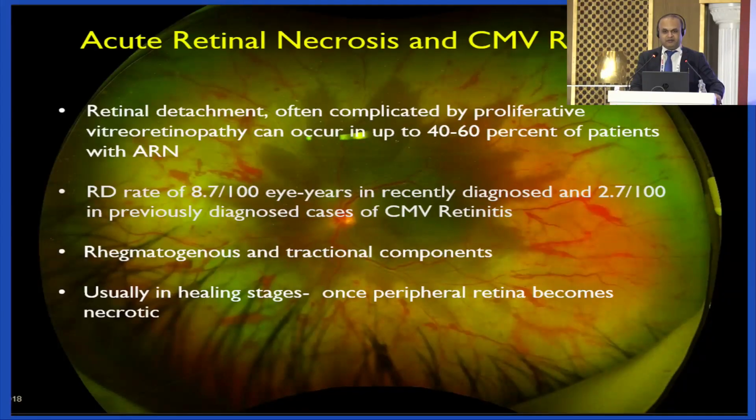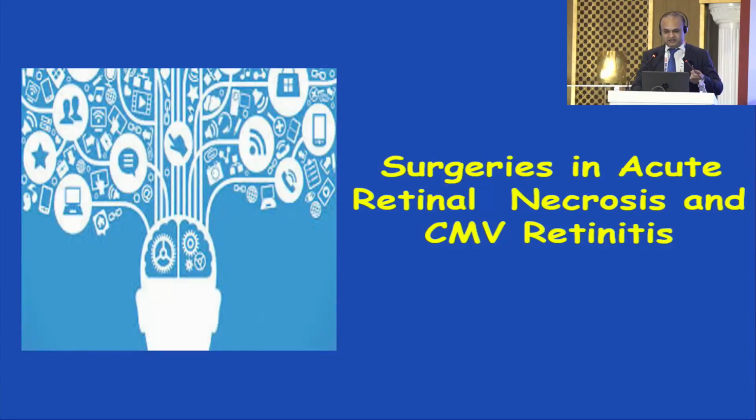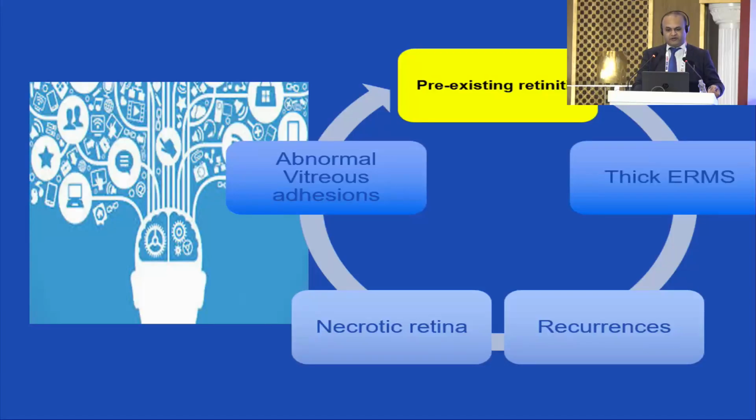Most of the time these detachments happen in a healing stage when the peripheral retina becomes necrotic. So unlike a conventional simple RD, ARN and CMV retinitis get complicated by extensive peripheral necrosis of the retina. Surgeries in these conditions have different challenges compared to a simple rhegmatogenous RD. You are first of all dealing with a pre-existing retinitis. If there is extensive pre-existing retinitis, the first thing you need to do is differentiate whether you are dealing with an exudative RD or a rhegmatogenous RD.